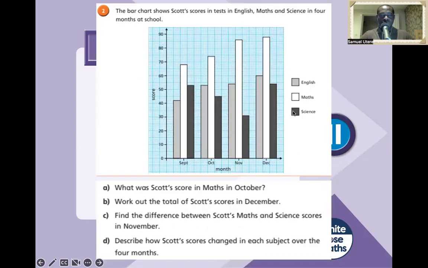Okay, question 2. This is again a multiple bars chart. The bar chart shows Scott's scores in tests in English, maths, and science in 4 months at school. And then you're required to use that information to answer these questions. You can see the key there, yeah? So what was Scott's score in maths in October? So we go maths. Maths looks like the white one in October. So we go there.